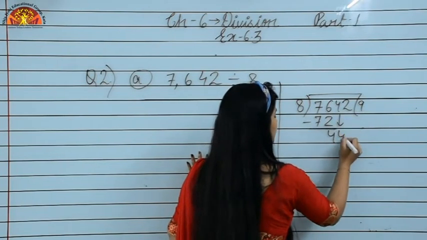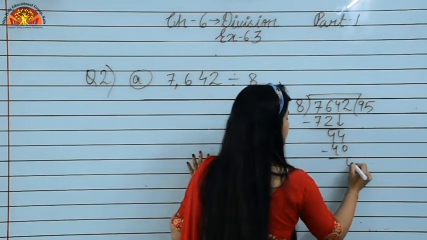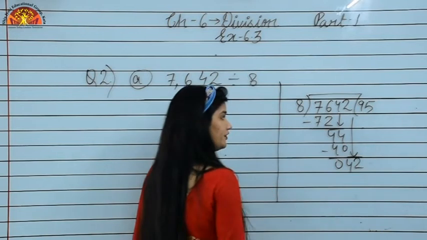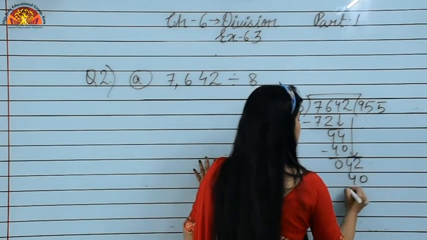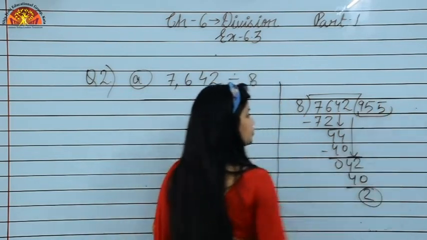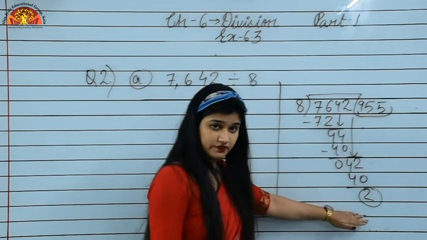So students, 8 9s are 72 and the remainder is 4. Now 4 will come here. 8 5s are 40, again remainder is 4. Now 2 will come here and the new number will be 42. Again 8 5s are 40 and the remainder is 2 and the quotient is 955 and this is the long division method.